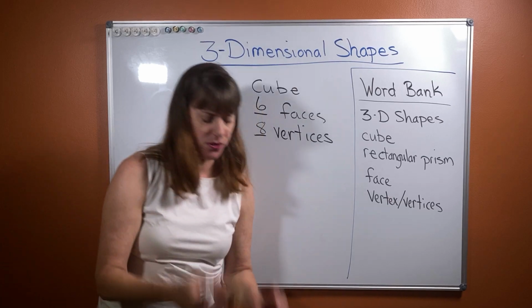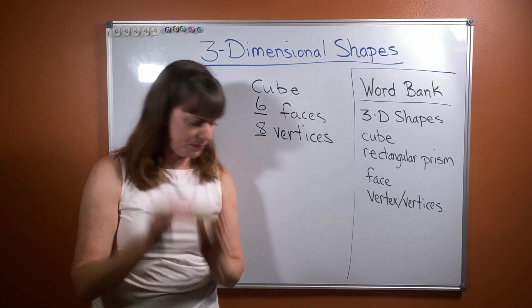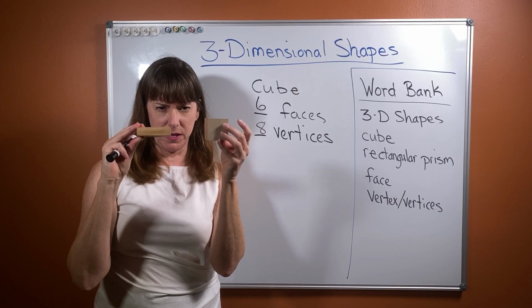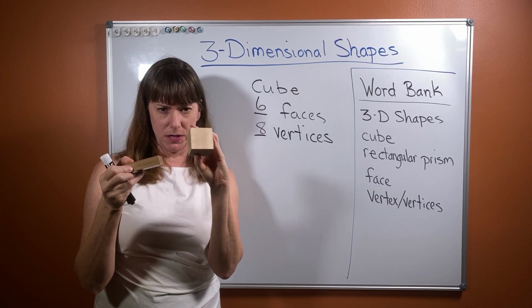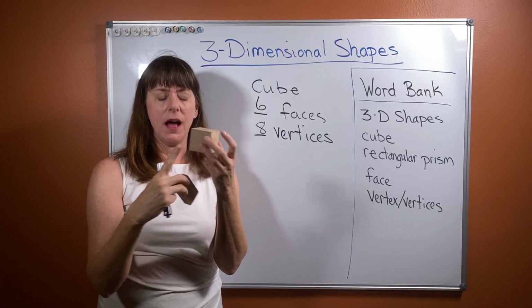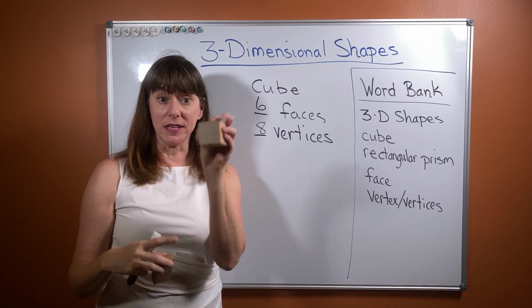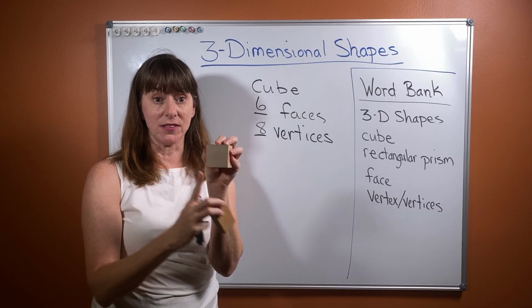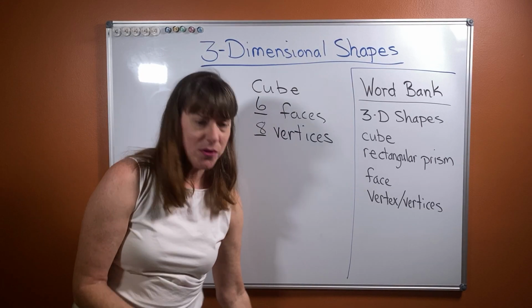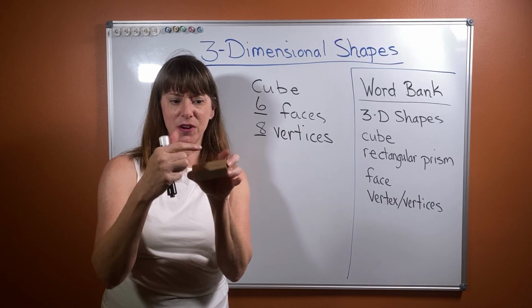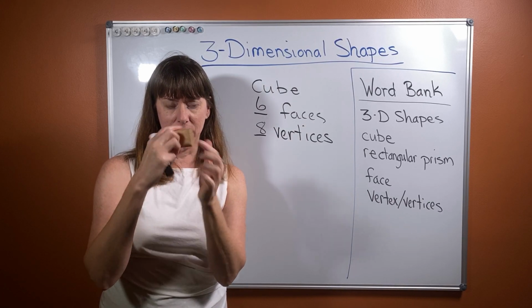Let's jump over to our rectangular prism. Oh, and what's the difference between a cube and a rectangular prism? Think for a moment. That's right. Every face on a cube is a perfect square, meaning the sides are all the same length. With a rectangular prism, you have some rectangles. They're not all square faces.